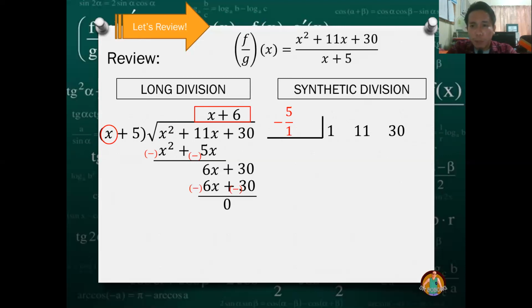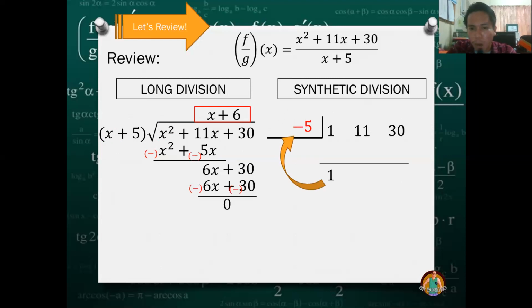Negative 5 over 1, pwede natin siyang i-simplify into negative 5 lang, kasi negative 5 divided by 1 is still negative 5. So, paano siya gagawin? Of course, step 1, bring down. Ano yung bring down natin? Yung 1. Yung step 1 agad natin is bring down lang. Napakadali.